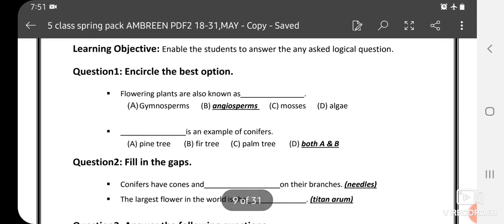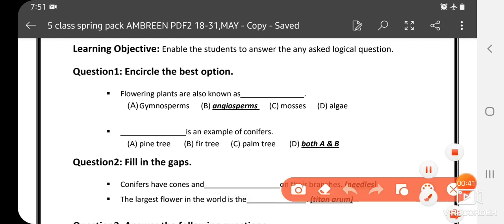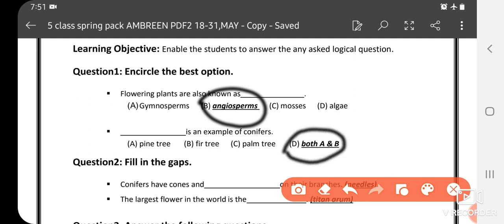The first question is, encircle the best option. Number 1, flowering plants are also known as: A, Gymnosperm; B, Angiosperms; C, mosses; D, algae. The answer is Angiosperms. Number 2, dash is an example of conifers. A, pine tree; 2, fir tree; 3, palm tree; 4, both A and B. The answer is both A and B.